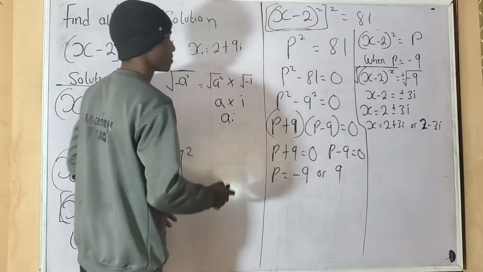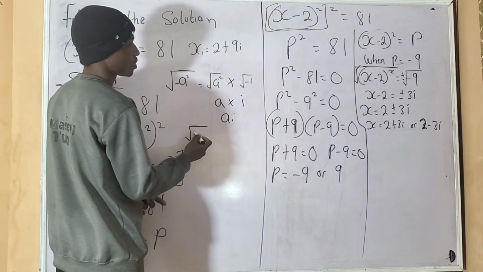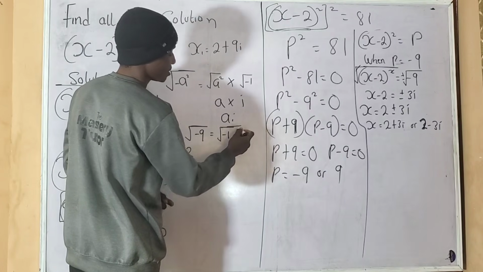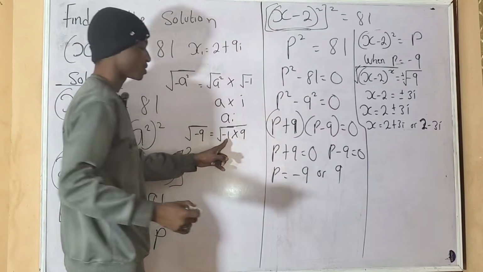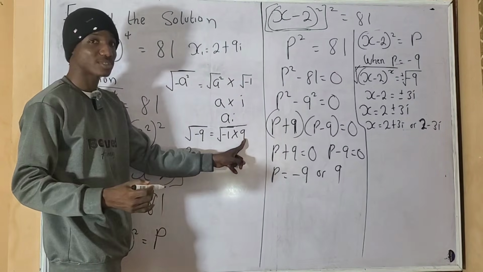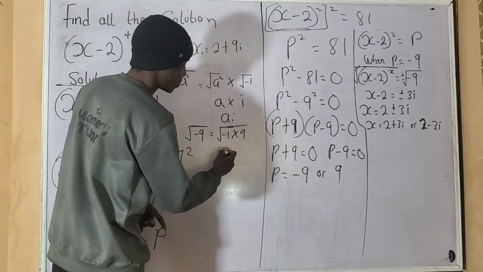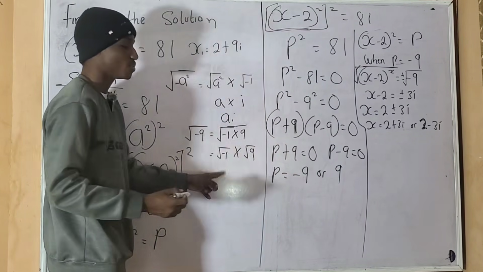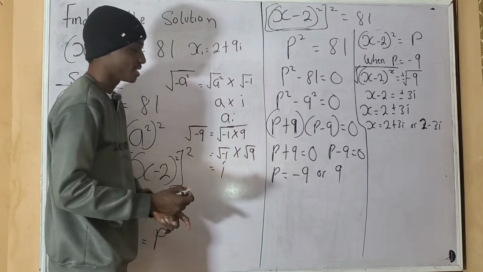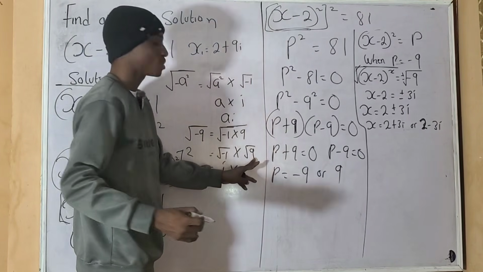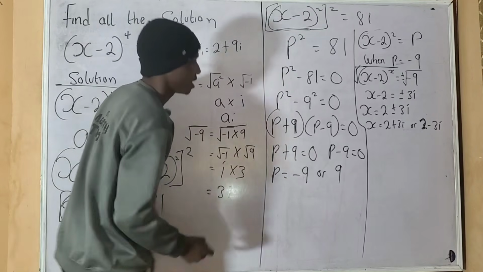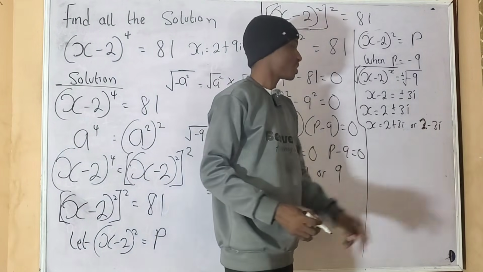So I use the same concept here. If you want to take the square root of negative 9, this can be written as the square root of negative 1 multiplied by 9, because negative 1 times 9 gives negative 9. So I'm going to have the square root of negative 1 multiplied by the square root of 9. The square root of negative 1 gives you i, multiplied by the square root of 9, that is 3. So that's why I have 3i. Okay, now let's go back to this.